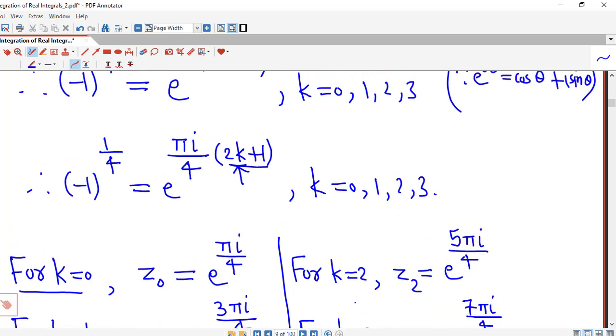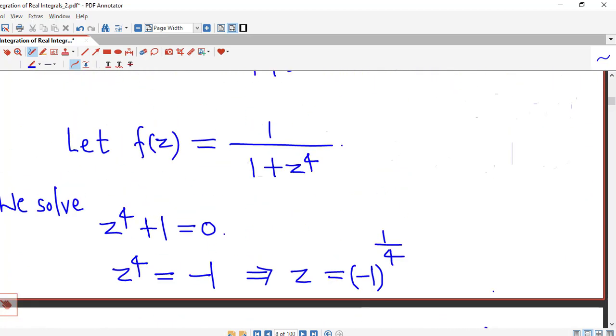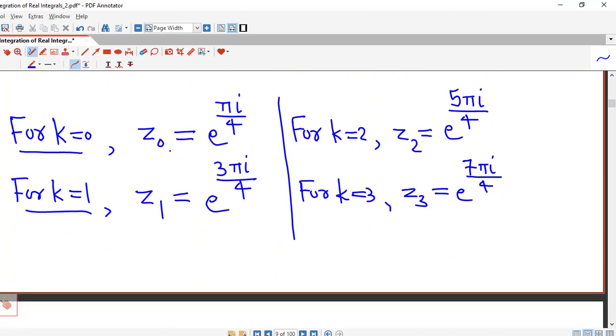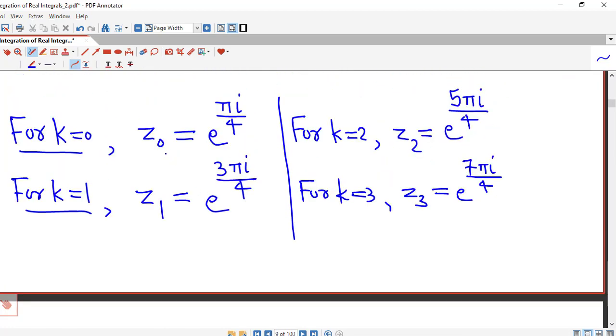So these are the fourth roots of minus 1, and these are the values of z for which this equation is satisfied. That means those are the poles of f of z. Now we are interested in the poles in the upper half plane only. So we can see e raised to pi i by 4 and e raised to 3 pi i by 4. Here the angles are pi by 4 and 3 pi by 4, so both are less than pi. Pi by 4 is strictly less than pi, and 3 pi by 4 is strictly less than pi.